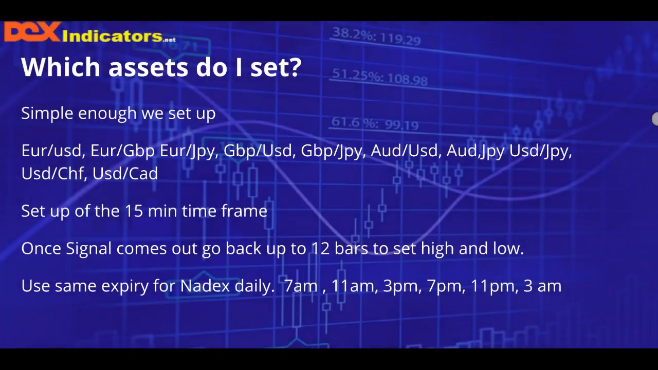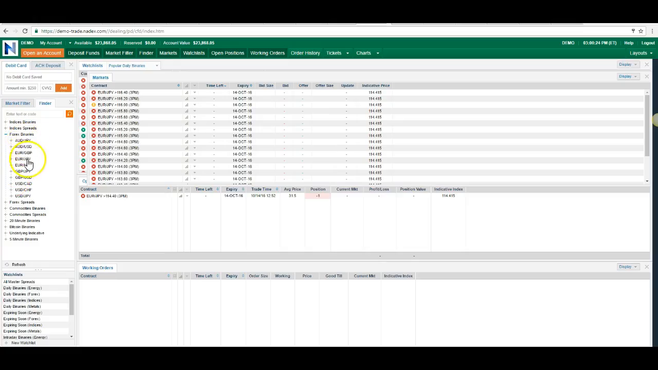Now, which assets do I set? Well, simply enough, we set up the Euro USD, Euro British Pound, Euro JPY, British Pound USD, British Pound JPY, Aussie USD, Aussie JPY, USD JPY, USD CHF, and USD CAD. Now, all of these are on the Nadex platform, as you can see right here.